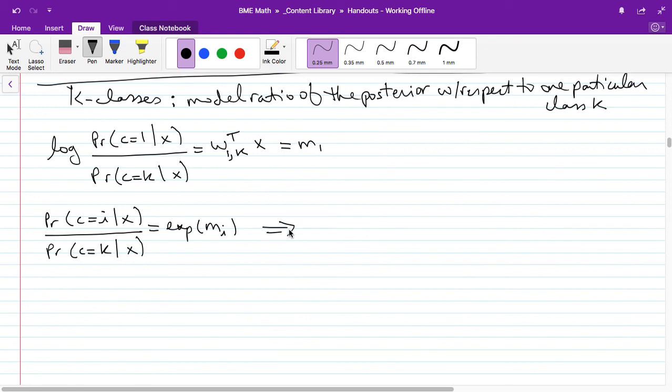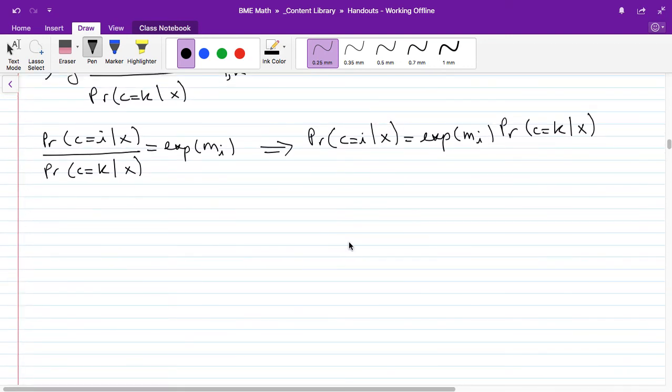So what this means is that the probability of the class being i given x is the exponential of the ratio of the log of the posterior probabilities times the probability of it being class k given x, just from this equation, just writing that out. The other thing that we need to know is that the sum of all of my posterior probabilities has to be equal to 1. So I have k classes, and I have the probability of each one of them given x. The sum of that has to be equal to 1.